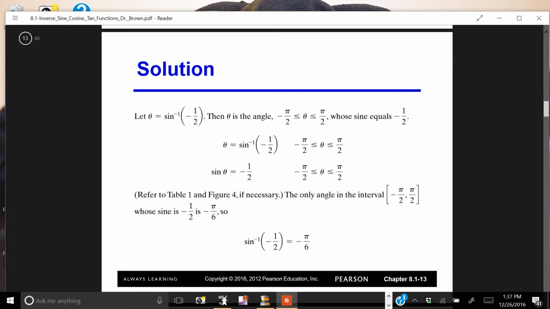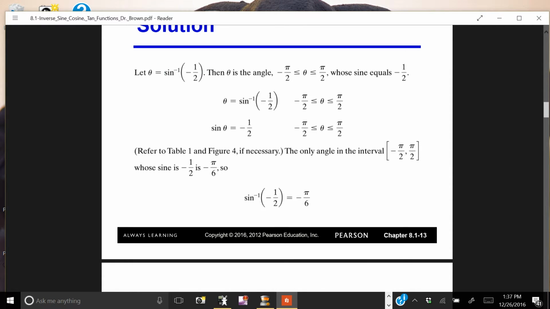And here, laid out for you, is the answer. The inverse sine of minus 1/2 is going to be the angle whose sine is minus 1/2. And as we say, it's minus pi over 6.